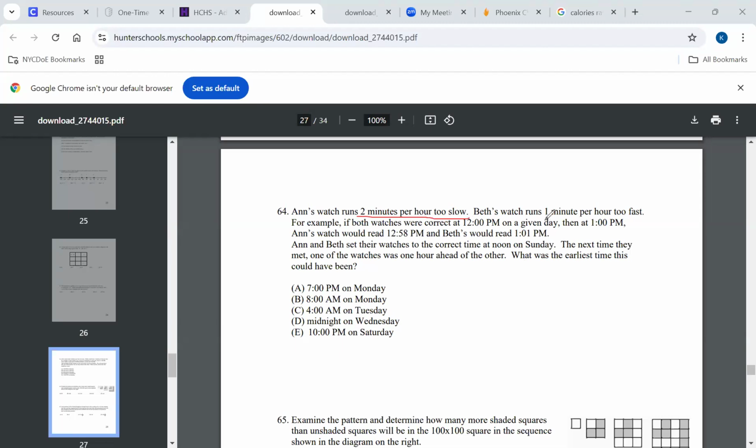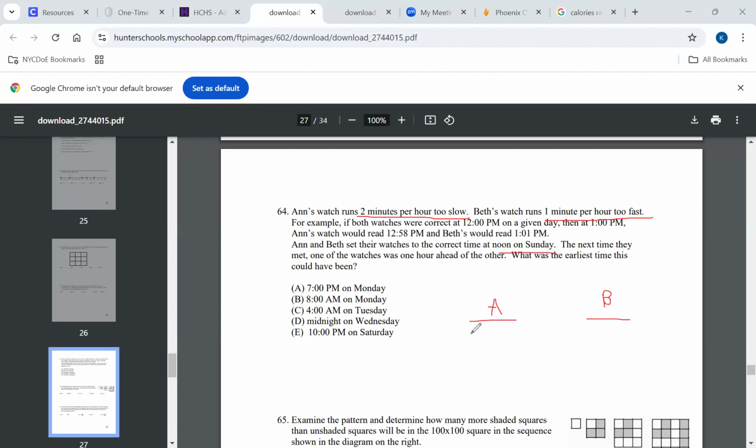Beth's watch runs 1 minute per hour too fast. For example, if both watches were correct at 12 p.m. on a given day, then at 1 p.m., Anne's watch would read 12:58 and Beth's would read 1:01. Anne and Beth set their watches to the correct time at noon on Sunday. The next time they met, one of their watches was 1 hour ahead of the other. What was the earliest this could have been?